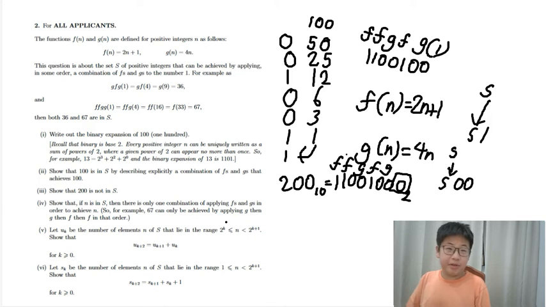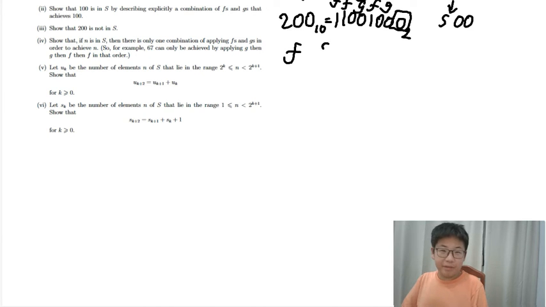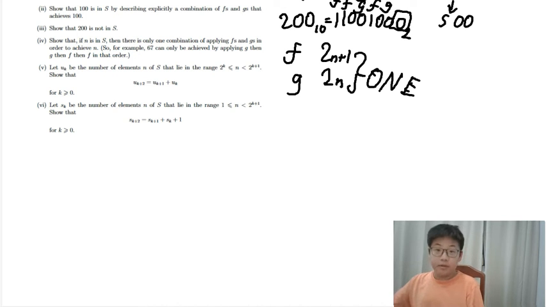Question 4 is quite simple. Let's scroll down a bit. Show that if n is in S, there's only one combination of applying F's and G's in order to achieve n. This is the same as saying that there will be only one combination of F, 2n plus 1, and G, let's say it's 2n instead of 4n. Then there's only one way, and that is the binary expansion.